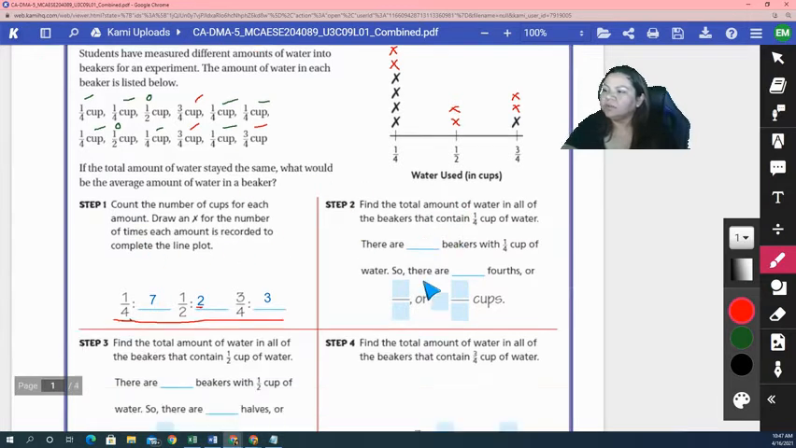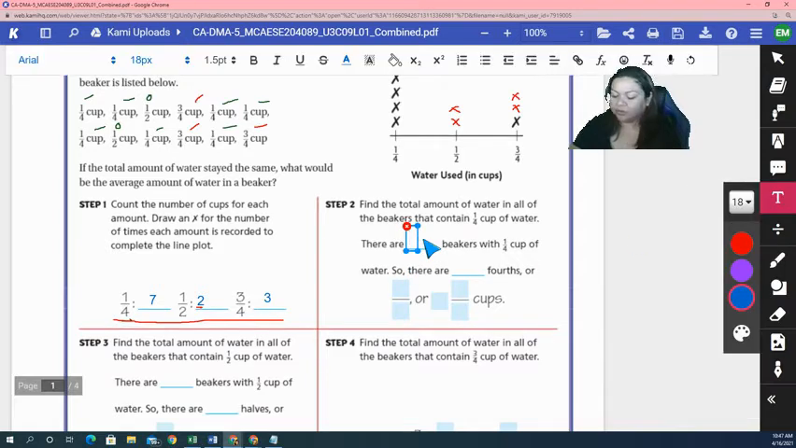All right, so now let's go to step number 2. Find the total amount of water in all of the beakers that contain 1/4 cup of water. So there are blank beakers with 1/4 cup of water. So if we look at the data, we have 7, right? 7 beakers with 1/4 cup of water.